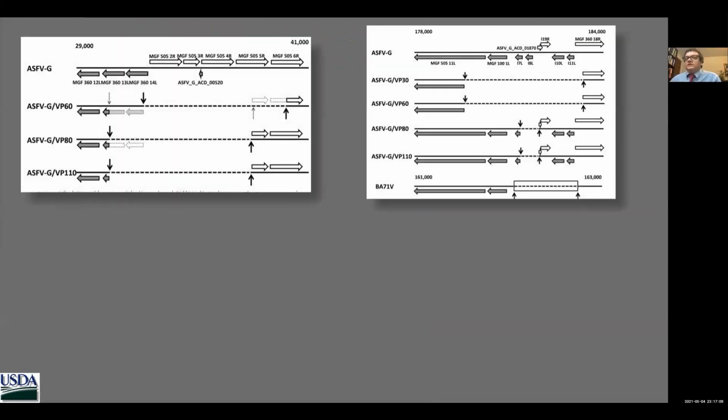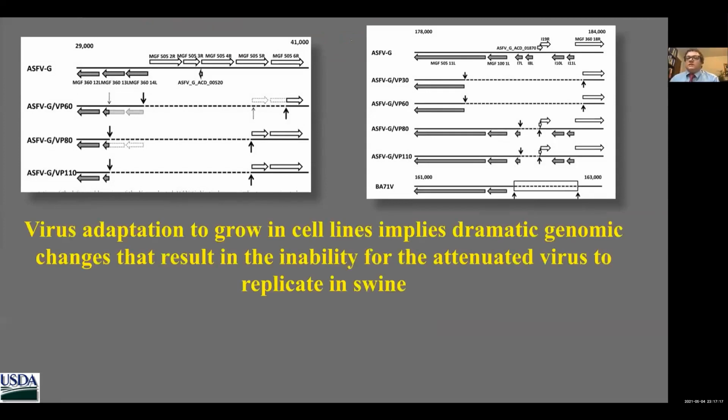However, when we looked at the genome of ASF, we found 2 very large deletions on either end of ASF Georgia. This virus adaptation to growing cell lines caused these dramatic genomic changes that resulted in the inability of this attenuated virus to replicate in swine, therefore making this cell culture adapted Vero virus not a vaccine candidate.